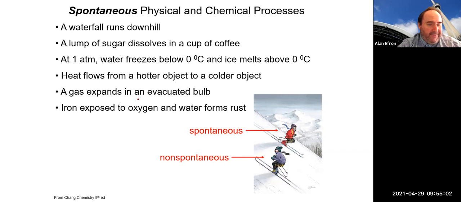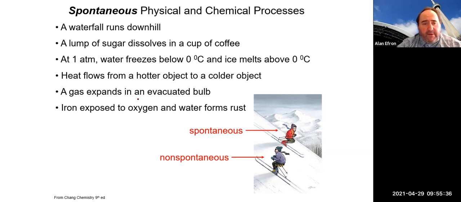Obviously, there are a lot of processes that we're familiar with that are spontaneous. A waterfall runs downhill, right? Water goes down, doesn't go up, hopefully. We have sugar that dissolves in coffee at 1 atmosphere and basically standard pressure. Water does freeze at 0 degrees, and it melts above zero. When we talk about the flow of heat, it always moves from the hotter object to the colder object. The hotter one gets cooler, the cooler one warms up. If they happen to be in an insulated container, they'll usually meet somewhere halfway in terms of temperature.